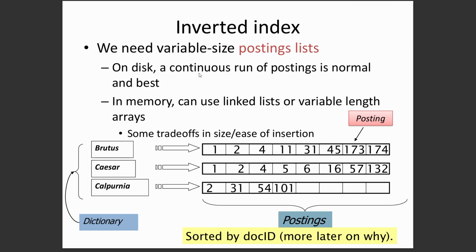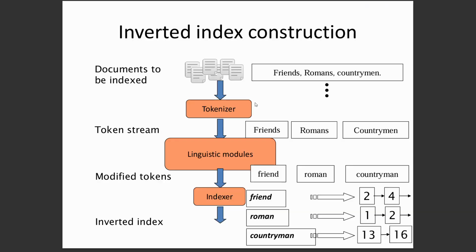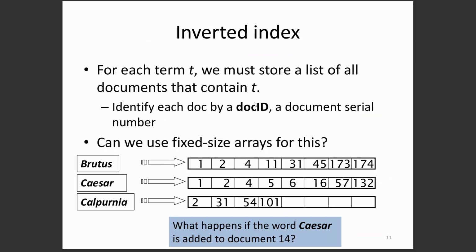On disk, a continuous run of postings is normal and best. In memory, it can be used like a linked list or a variable length array. Now, how do we construct this inverted index? For a term T, we list in which document numbers that word is present. I'll be writing that in the form of a vector.